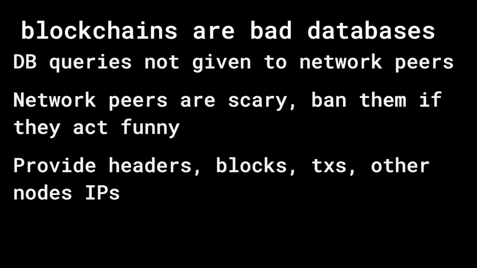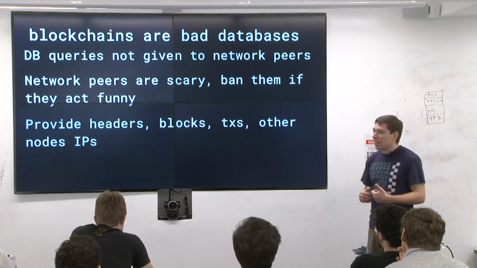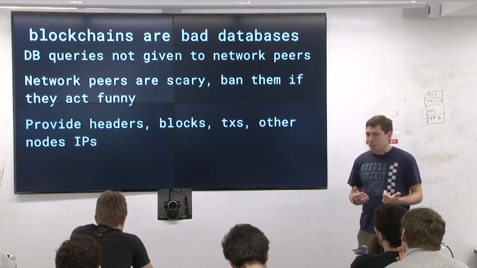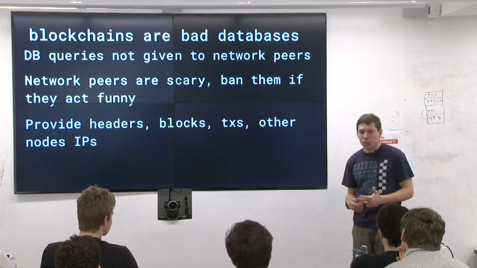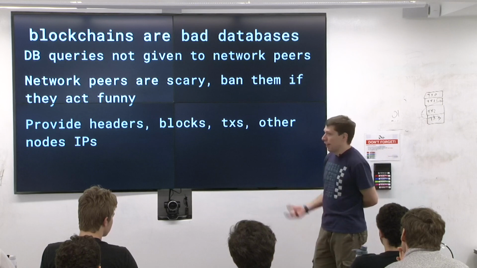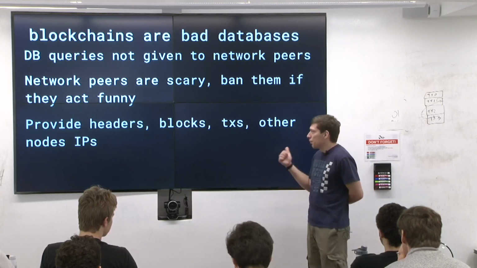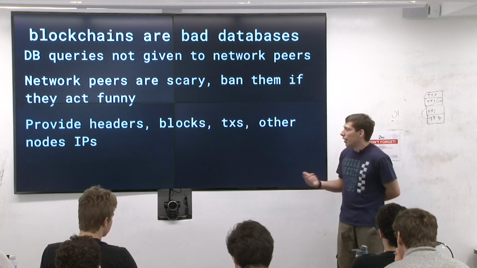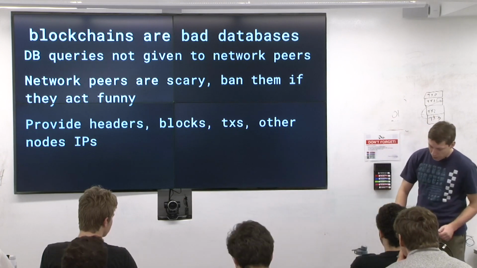So your DB queries aren't really given out to network peers. And network peers are scary, and you need to ban them if they act funny. And this happens all the time. If you look through Bitcoin logs and you have a node that's up, every few seconds you're going to be disconnecting from someone or banning them because they're doing something crazy, trying to hack into you or whatever. So basically, all you're doing is providing headers, blocks, transactions, and sharing the IPs of other nodes. You try to simplify it.